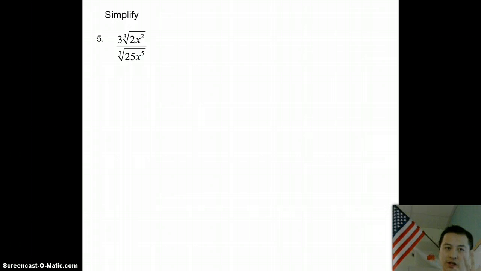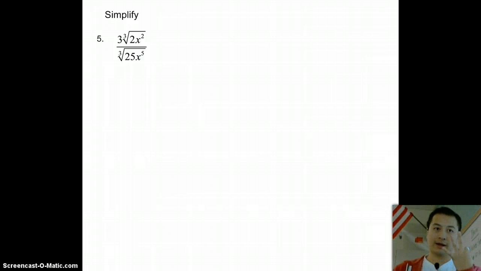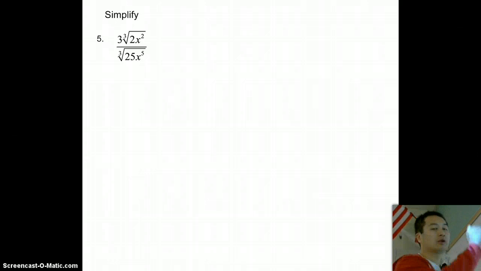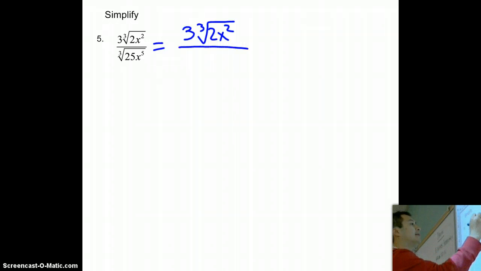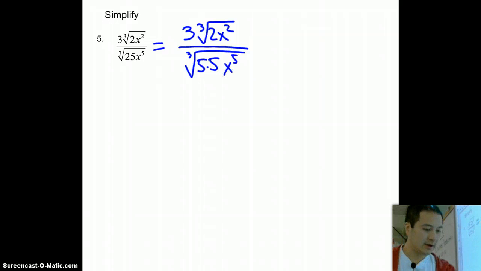First of all, it is a cube root, so I have to make 3 of a kind. So take a look here. I can actually do one of 2 things. I can multiply 25 times 25 2 more times, and that makes that number really huge. But if you notice, what this really is is 3 cube root of 2x squared divided by the cube root of 5 times 5 times x to the 5th.